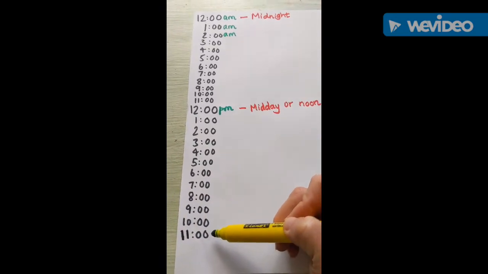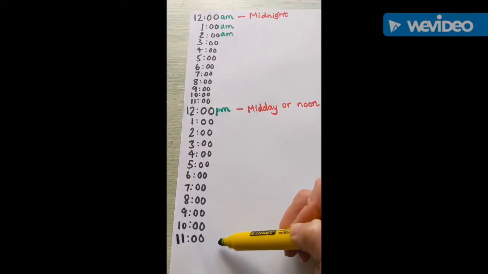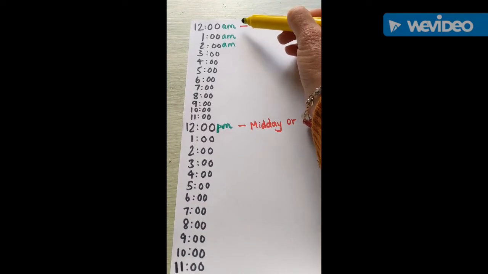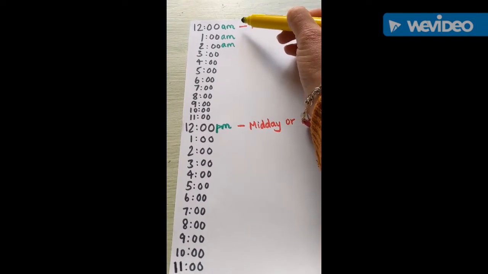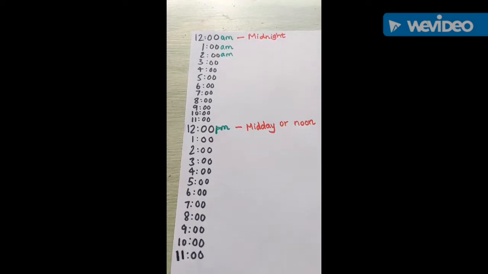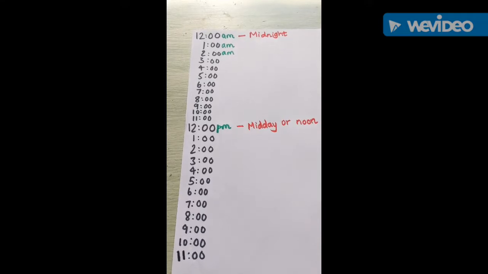And then after 11 o'clock PM at night, the next hour would be 12 o'clock AM midnight. So what I'd like you to do now is to fill in the rest of the AM and PMs onto your sheet.